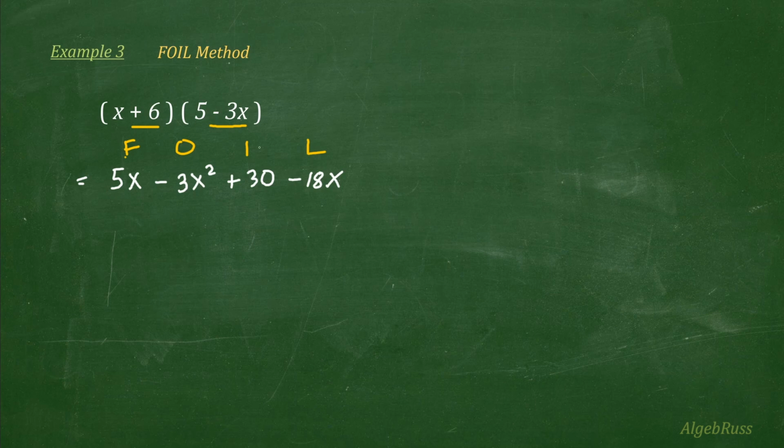Now, observe that this case is unusual. We cannot combine the outer and inner here like in the other previous examples. Instead, these are the like terms, which is still okay. So we combine like terms, at the same time arranging the terms in decreasing order of degree. So this term should come first. We can now have negative 3x squared. Note that the sign comes with the term when we're arranging. Then 5x minus 18x is negative or minus 13x. And finally, plus 30. This is the answer.